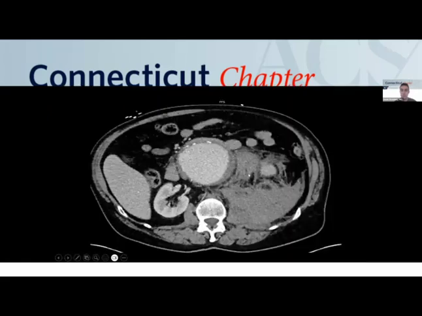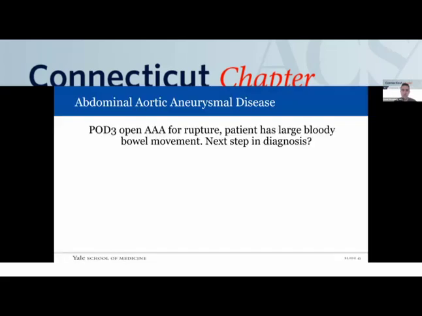So this is an image of a ruptured aortic aneurysm. And so here's the blood in the retroperitoneum. So if you see this picture here, this is a ruptured aortic aneurysm.